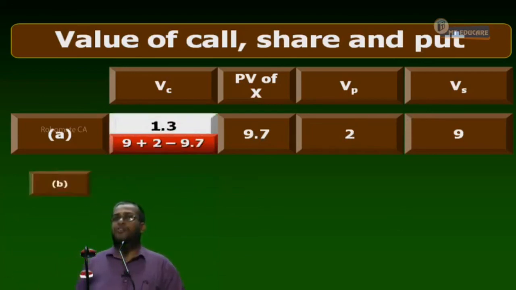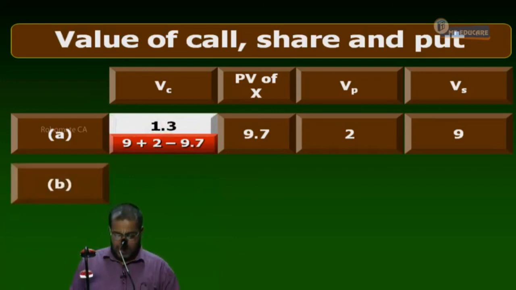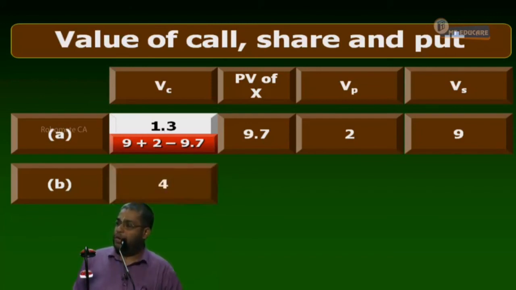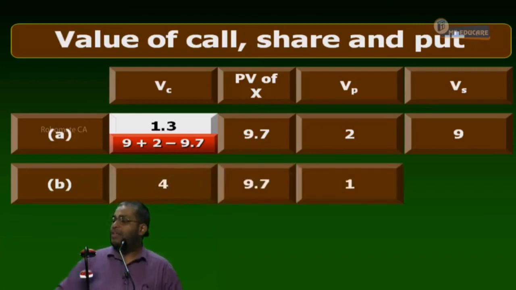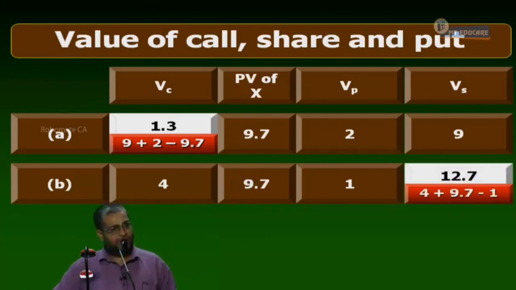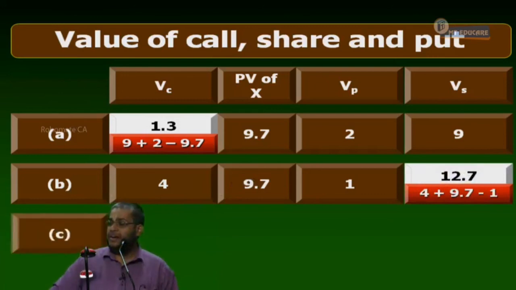Now, go to the second question. What is given? Put value is 1. Call value is 4. Asked to find out the share value. What is the value of the call? 4. What is the PV of X? 9.7. What is the value of the put? 1. What is the value of the share here? 4 plus 9.7 minus 1 gives 12.7. Can I proceed?